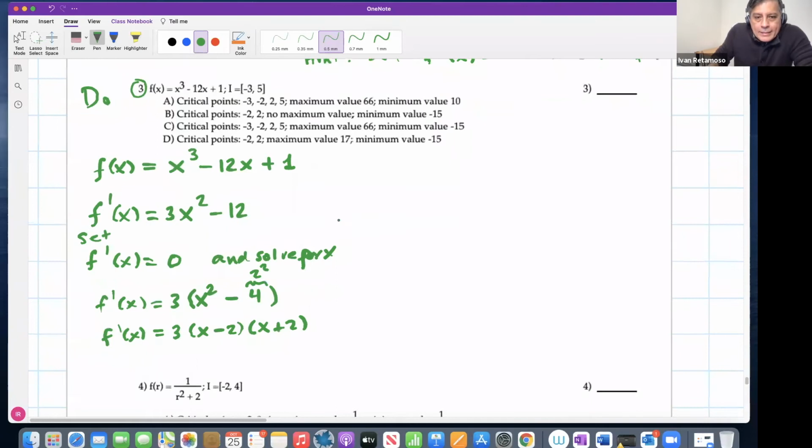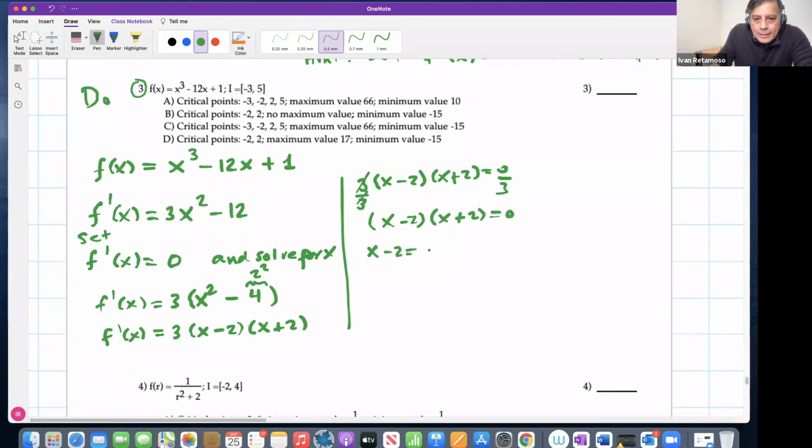Now, when you set this equal to 0 and divide by 3 on both sides, I get rid of the number 3. x minus 2 times x plus 2 equals 0 leads to x equal 2 for the first critical point, and x plus 2 equals 0 leads to x equal negative 2 for the second critical point. These are the critical points.